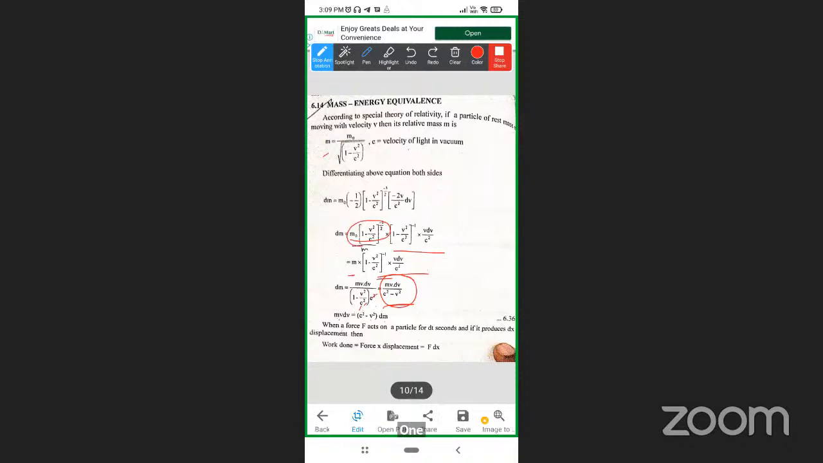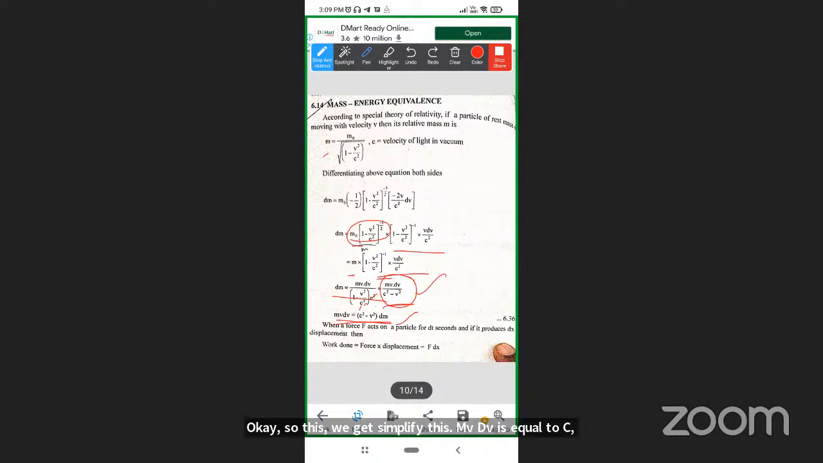So what is the value? mv dv is equal to this cross multiplied, c square minus v square into dm. So simplifying this, we get mv dv is equal to c square minus v square into dm.